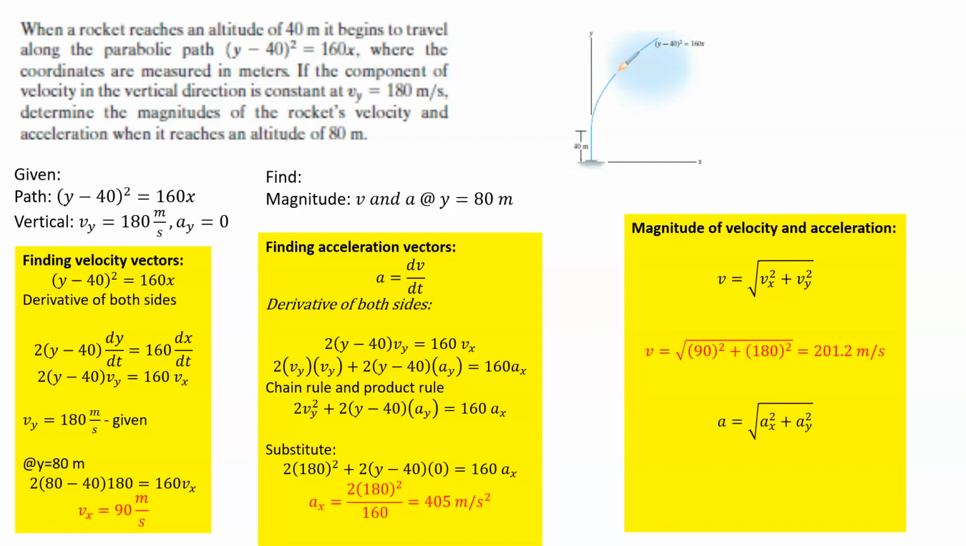And the acceleration is solved the same way. Since there's no acceleration in the y, we end up with 405 meters per second squared. So again, this is Professor Cummings. That was showing you implicit differentiation, reviewing that, as well as showing you a related rates problem.